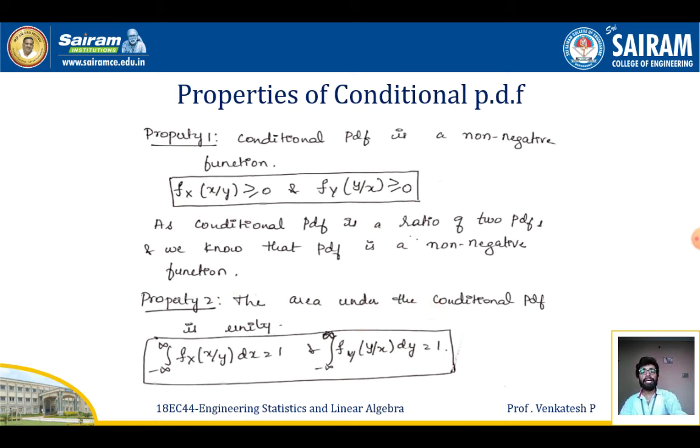Property number 2: the area under the conditional PDF is always unity. That is, the integration from minus infinity to plus infinity of f of x by y dx will be equal to 1, and the integration from minus infinity to plus infinity of f of y by x dy will be equal to 1.